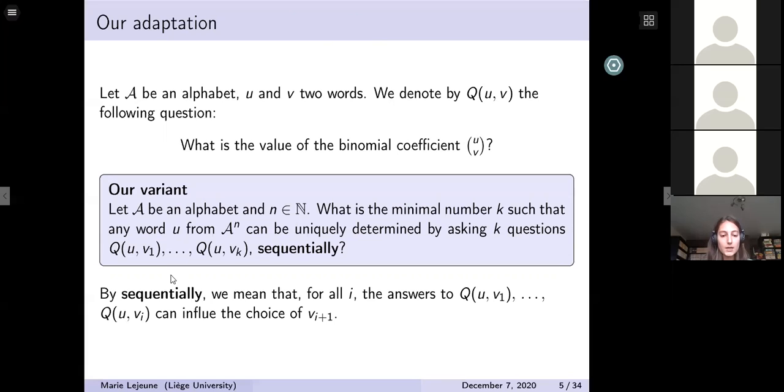It means that when I have the answers to the first questions, I can use them to ask the next question. For example, if I ask for the number of B's in a word and the answer is 0, I know that there are no B in the word, so I'm not going to ask the number of AB, for example.